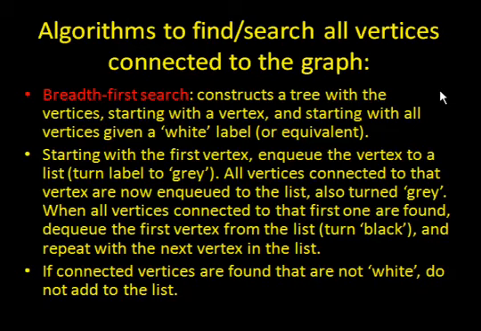Also, if you find connected vertices that are not white, that means you've already found them. Then you do not add them to the list, because you don't want to repeat yourself and do this indefinitely.